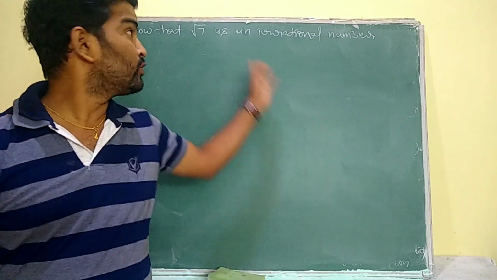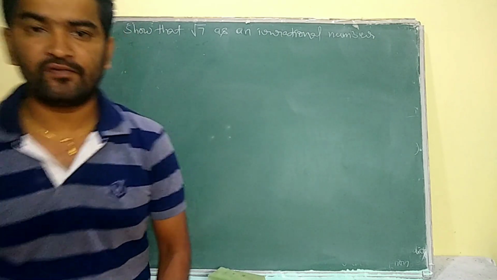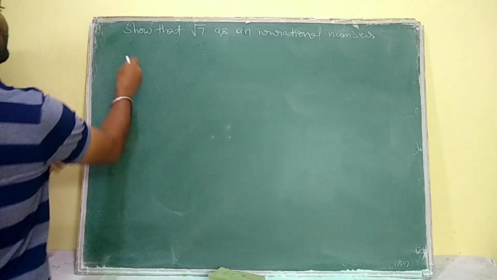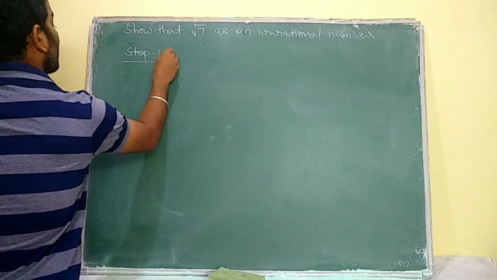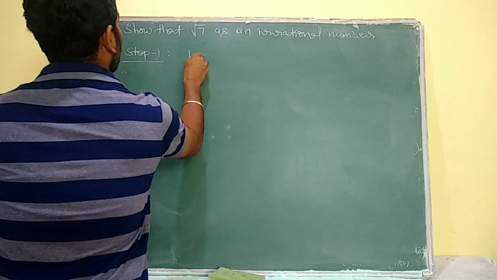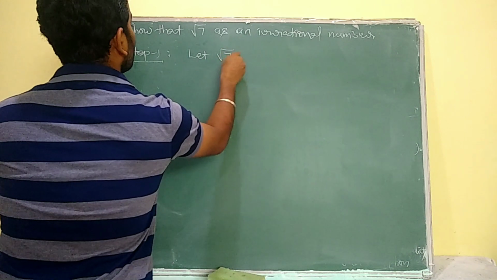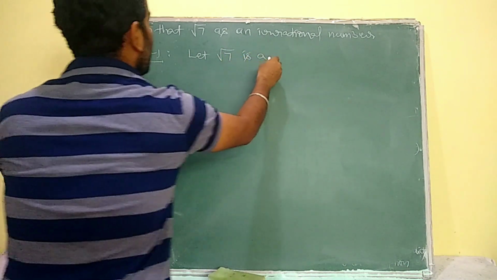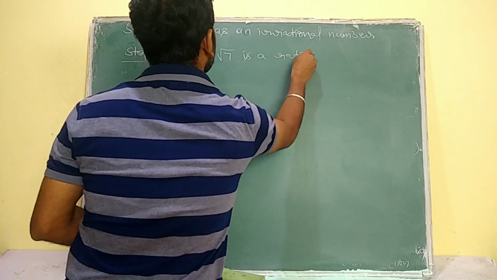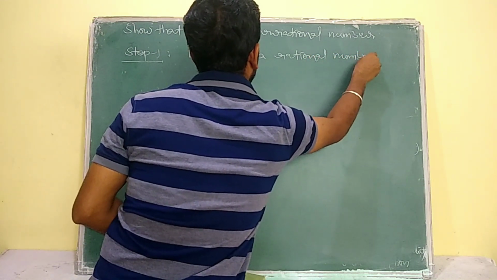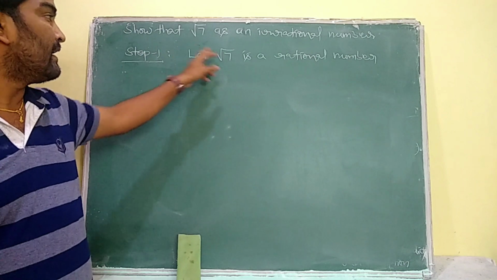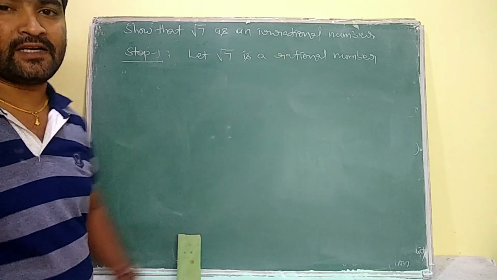We have to prove root 7 is an irrational number. For that, our step 1 is: let root 7 be a rational number. So step 1, let root 7 be a rational number.